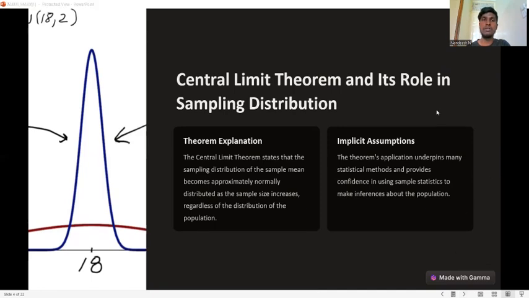The central limit theorem and its role in sampling distribution: theorem explanation and implicit assumptions. The central limit theorem states that the sampling distribution of the sample mean becomes approximately normally distributed as the sample size increases, regardless of the distribution of the population. The theorem's application underpins many statistical methods and provides confidence in using sample statistics to make inferences about the population.